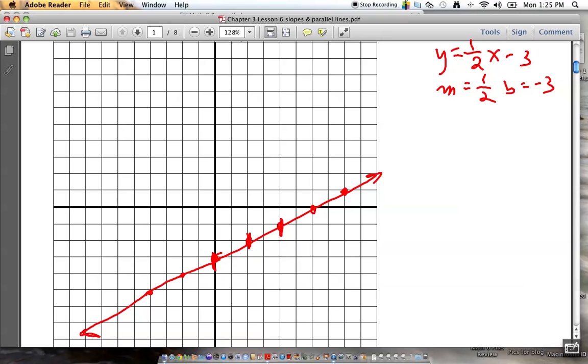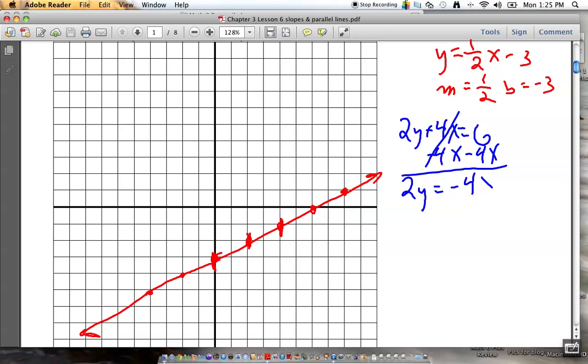Now, the last one. We had much more difficulty in graphing this last one. It says 2y plus 4x is equal to 6. Now, just like we did a moment ago, we need to get this in y equals mx plus b form. So I subtract 4x from both sides. I loved the fact that nobody combined the x's and the numbers. Everybody wrote something like -4x plus 6.